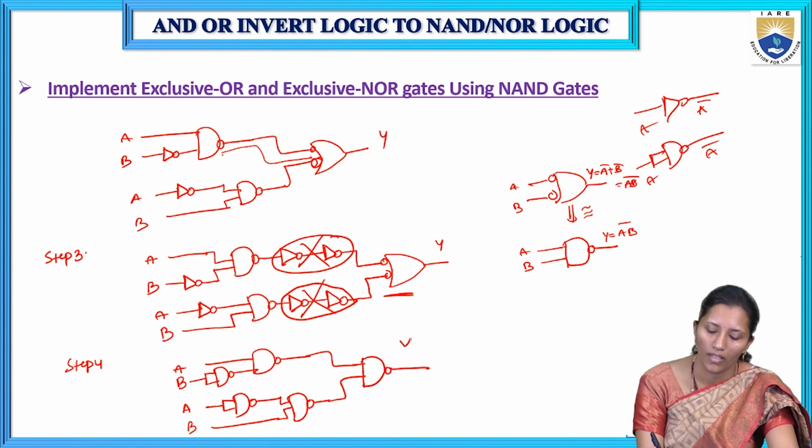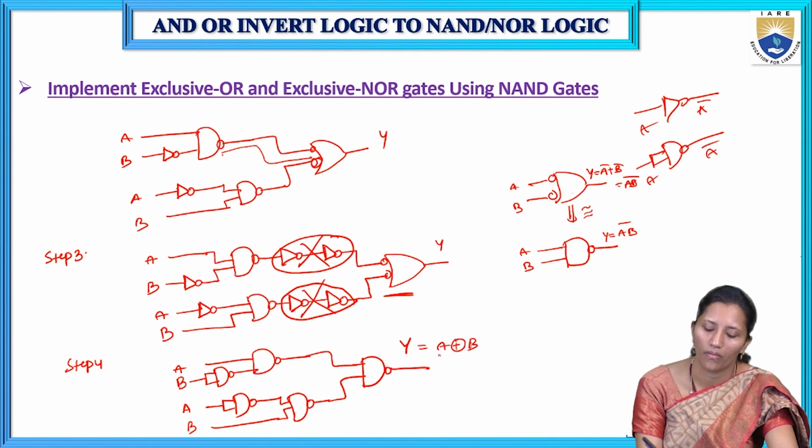So here if we see this XOR, this is the XOR operation of Y. Here each gate is represented in terms of only NAND gates. NAND realization of XOR gate.